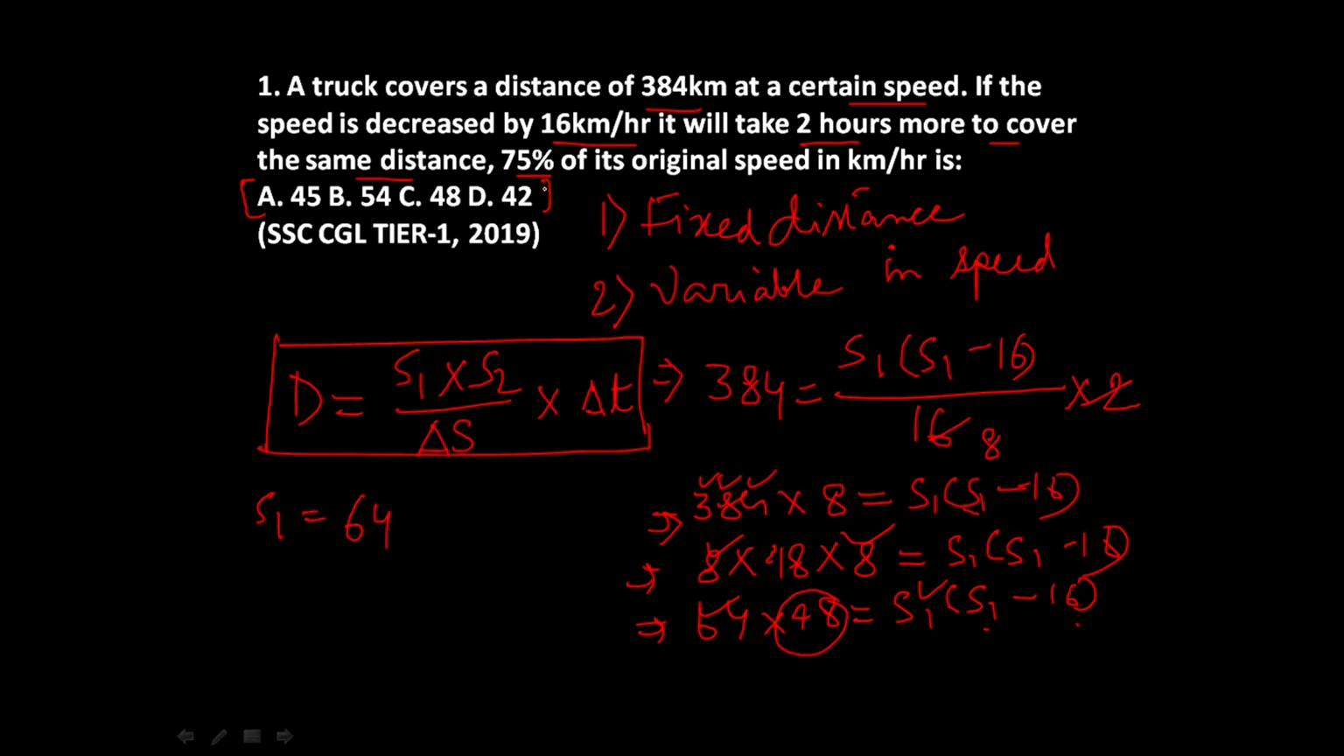The question is the 75% of its original speed. So 75% means, what do we know? 75% means 3 by 4. So 75% of s1 is equal to 64 into 3 by 4. Right? Clear? So 48 will be the answer. This is how we have to solve it using this method. Otherwise, we can take the options to do it. Let's see how we can do it.